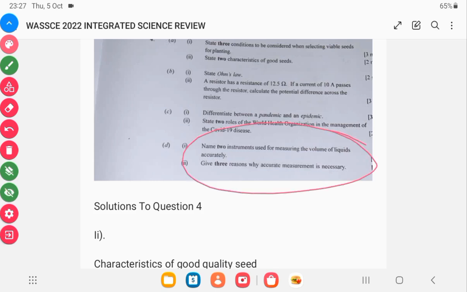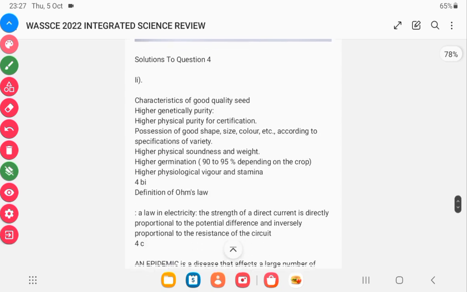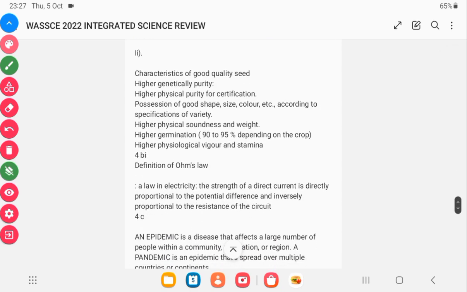Then instruments used for measuring volume of liquid, reasons why an accurate measurement is necessary. So I just need to zoom out for you to see the answers. You can pause the video to get the answers if you want all of them.